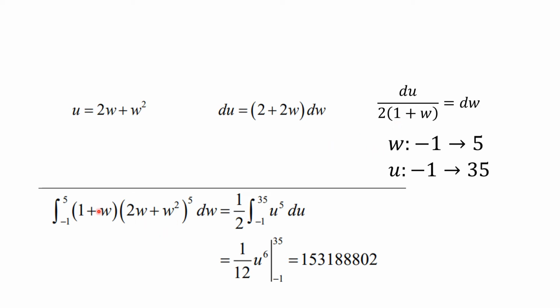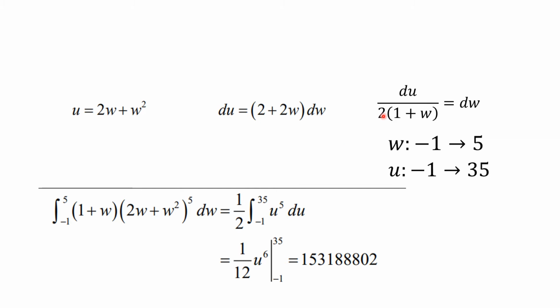As w goes from minus 1 to 5, we have to figure out, using this equation, what happens with u. u goes from minus 1 to 35. This is an accident that it ends up being the same number. That rarely will happen. And look what happens. Our substitution works. Magic happens. This 1 plus w cancels with that 1 plus w, and the u substitution can proceed.